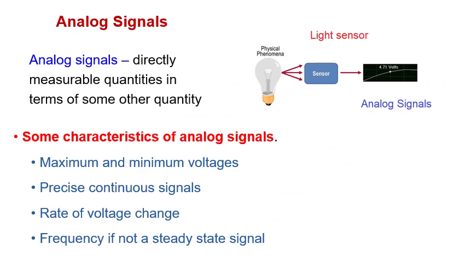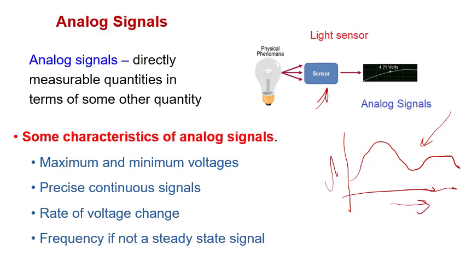Analog signal is a directly measurable quantity. For example, if I want to measure the light as a function of time, here we have a light sensor. If I am increasing the light or decreasing the light or keeping the light steady, we will find the quantity of light measured with respect to time.